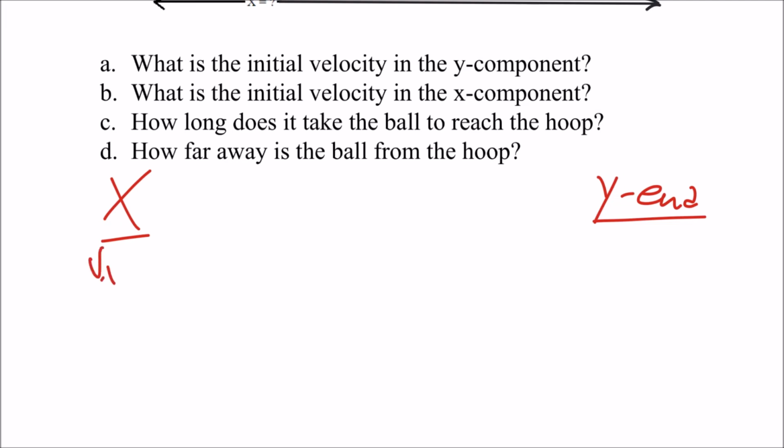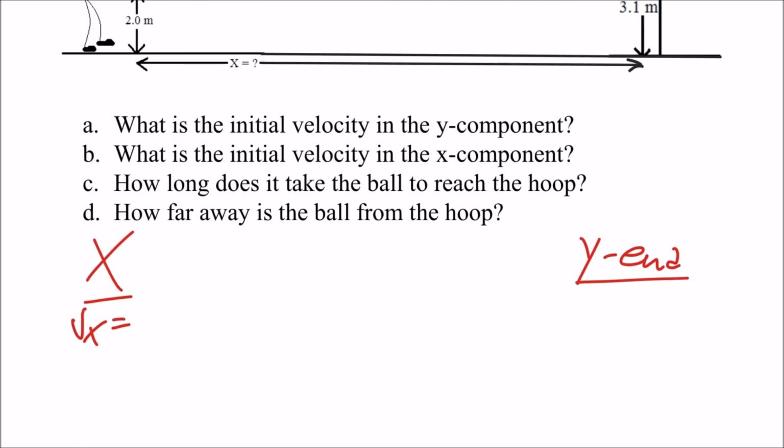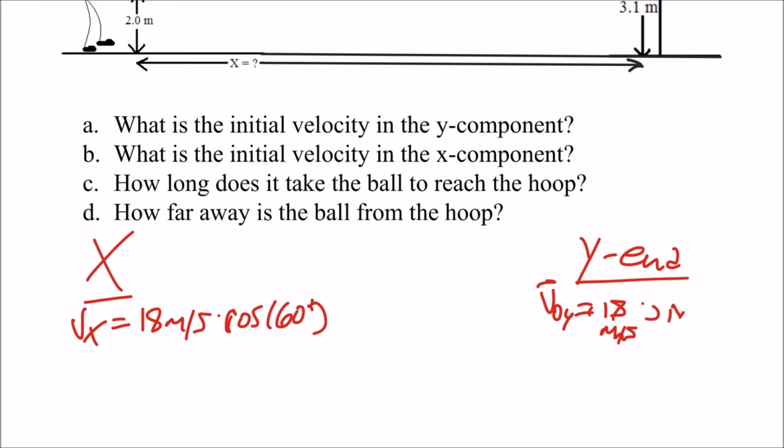So we know that the velocity in the x-axis is going to be the initial velocity of the ball, which looks to be 18 meters per second. It took off at 18 meters per second at an angle of 60 degrees. So we're going to say then that Vx is equal to 18 meters per second times the cosine of 60 degrees. And that means that the initial velocity of the ball in the y-axis is equal to 18 meters per second times the sine of 60 degrees.